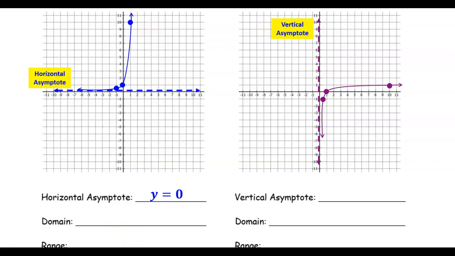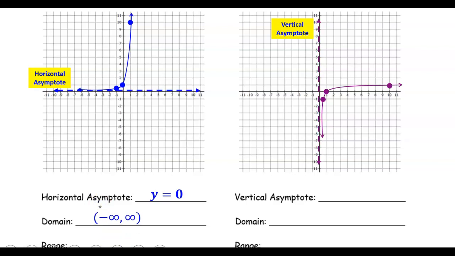Okay, we'll get to that next. First, let's talk about the domain and range. Domain. Look at this blue graph on the left. Do you see how it goes forever to the left without touching the line? And it actually does go forever to the right. It's pretty steep, but it's going to the right forever. So if it goes forever to the left, it goes forever to the right. That's negative to positive infinity.